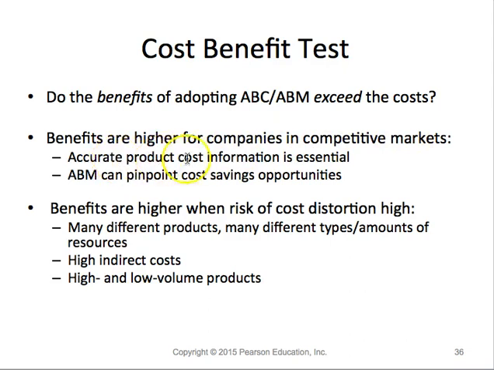Accurate product cost information is essential because if you know how much a product costs, then you can do marketing accordingly. For example, this product costs us $100, and what we want to do is to sell it at a price greater than $100 so that we're not going to lose money, and also you want to make some profit so that you can use this profit to reinvest or to expand your production. ABM can pinpoint cost savings opportunities.